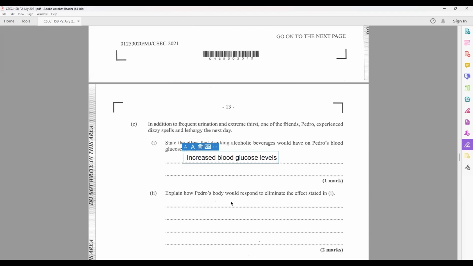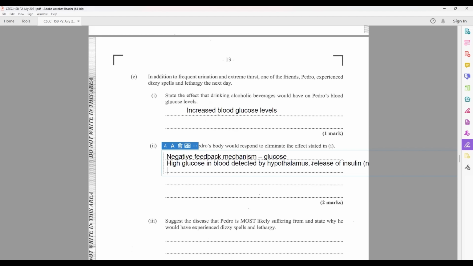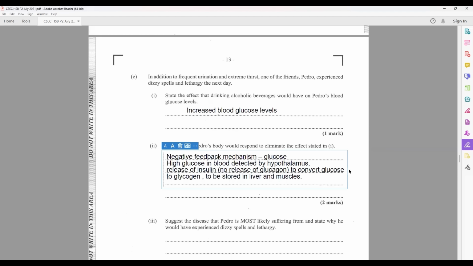Explain how Pedro's body would respond to eliminate the stated effect. Pedro's body should do the negative feedback mechanism, which allows insulin to be secreted. Insulin converts glucose to glycogen for storage in places like the liver and the muscles.